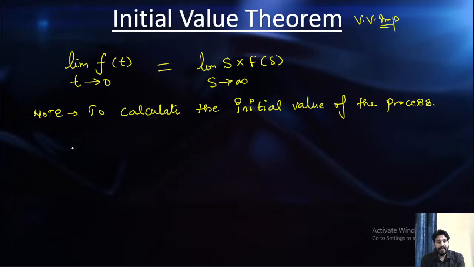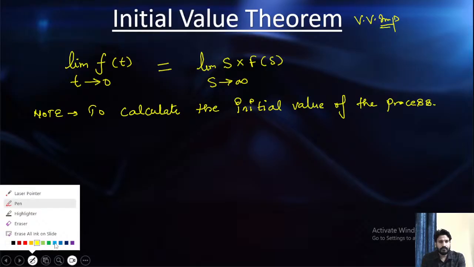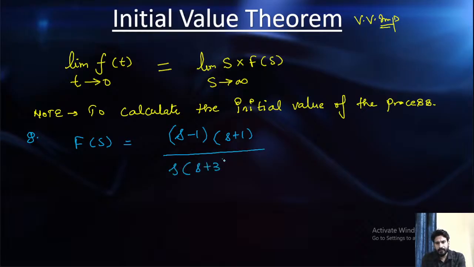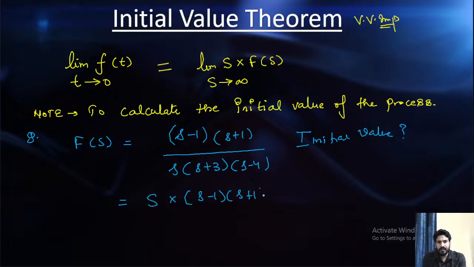Okay. Let me take an example of it. Very simple example. My f of s is what? It is my s minus 1, s plus 1 divided by s into s plus 3, s minus 4. Find out the initial value of this function. Very simple. First I have to multiply with the s, s minus 1, s plus 1 divided by s into s plus 3, s minus 4.